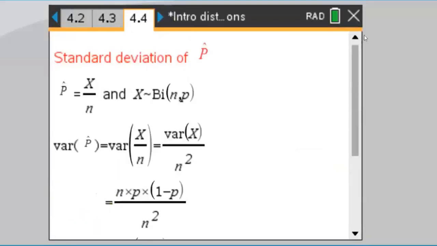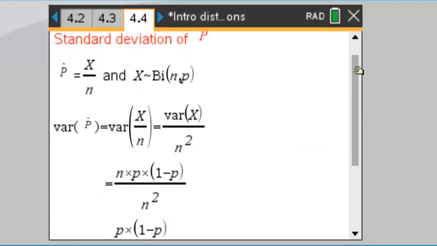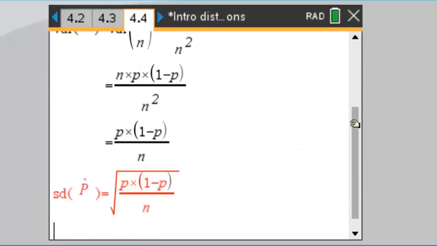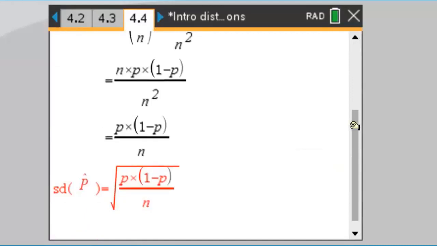So the standard deviation, once again, we can do some algebra. We know that the variance of x is np(1 minus p). And the algebra comes out pretty simply, and the standard deviation is the square root of p(1 minus p) over n. And the significant thing is that the n is in the denominator.